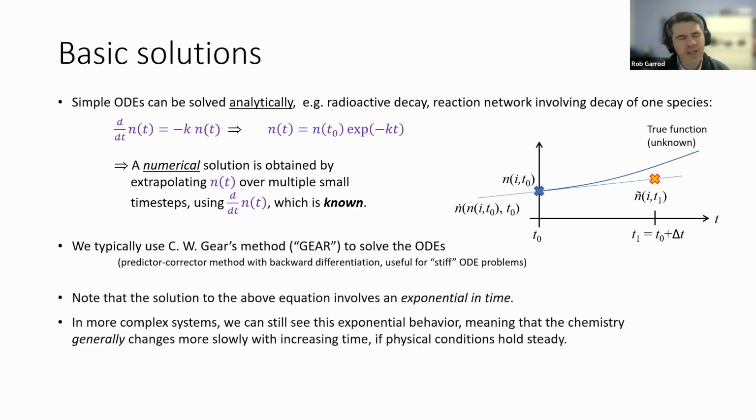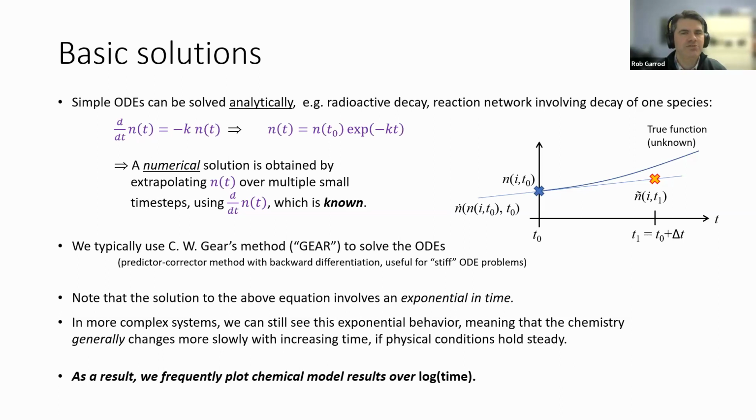Okay, so I noted that the simple solution has an exponential in time. Even in the complex systems, we still see time-dependent exponentials in the solutions. So if you were to analytically try to solve some of these more complicated systems, you'd still see exponentials in time popping out in the solutions. What that means is that the chemistry generally changes more slowly as time increases, if physical conditions are stable. As a result, it is very common to plot chemical model results as a function of the logarithm of time, because things start off changing very rapidly, and then they change more slowly over time. So that's why we often plot these things this way.